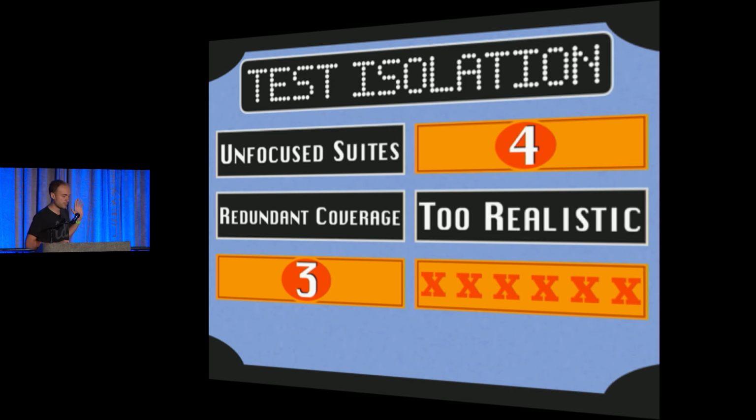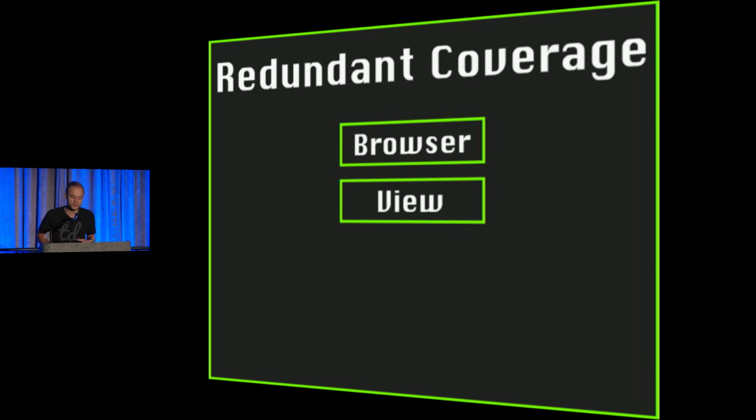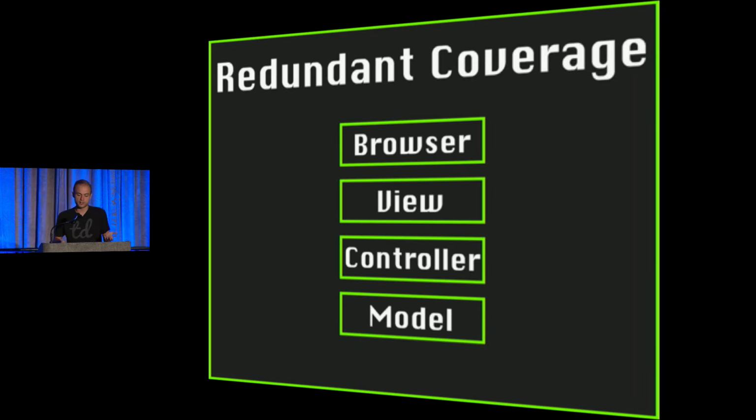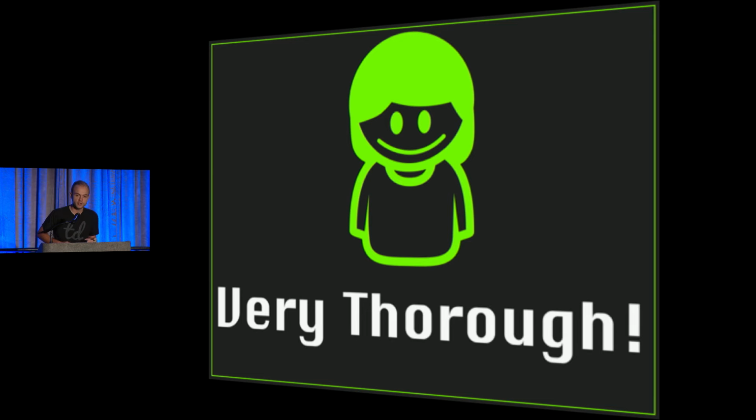Realistic tests lead right into talking about redundant test code coverage. What is redundant coverage? Well, suppose that you have a lot of tests, and maybe you have tests of the browser, tests of your views, tests of controllers, and all those call through to the same model. And then you've got some other models that are related to that model that indirectly test that model as well. And you might think of this as being like, wow, that's very thorough.